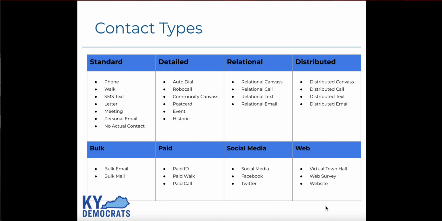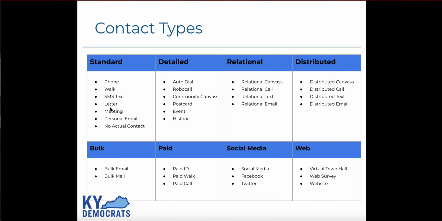So for contact types, there are 8 that we have. They're standard, detailed, relational, distributed, bulk, paid, social media, web. Probably the ones most folks here are going to use are going to be standard. You might use some detailed, you might use some relational. That is probably about it. And I would definitely say get used to those. If you want to use other ones, we can have that conversation a little bit more.